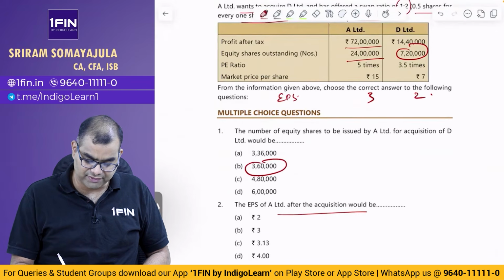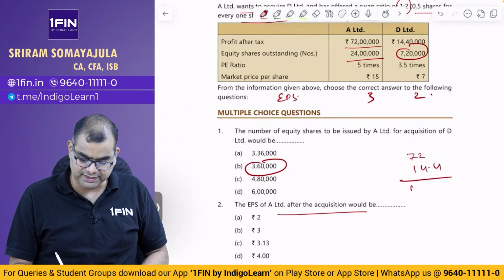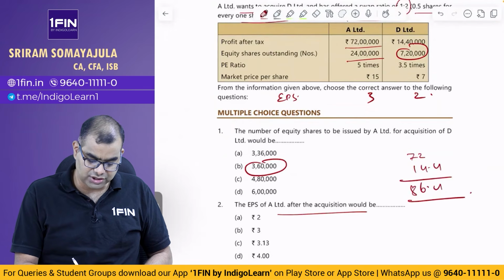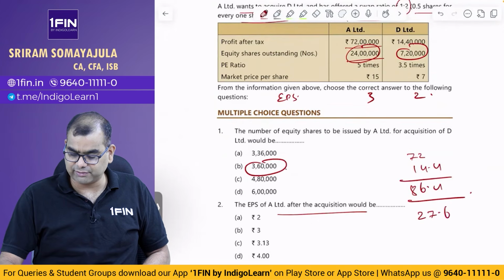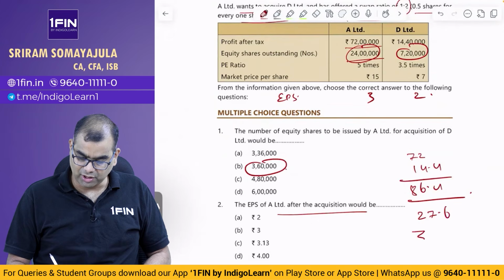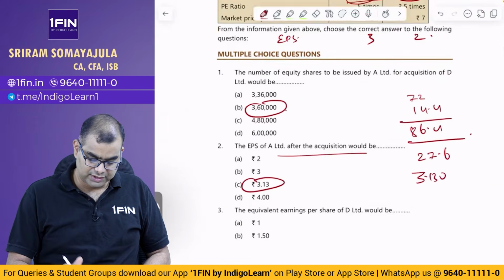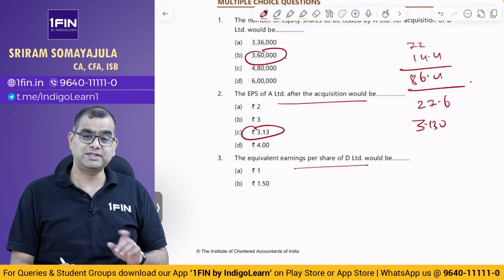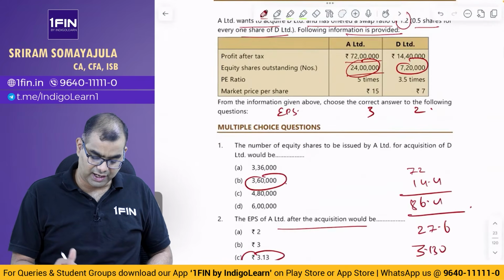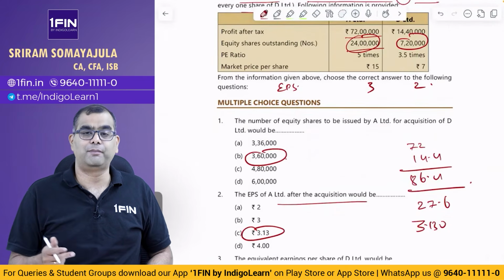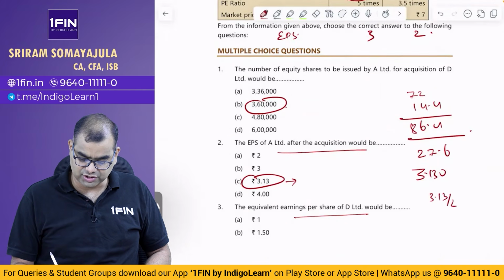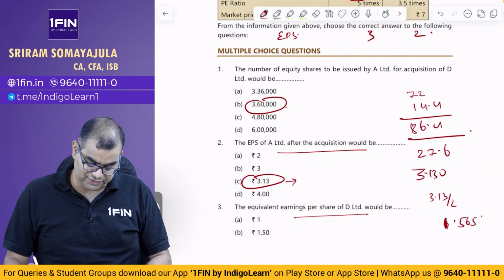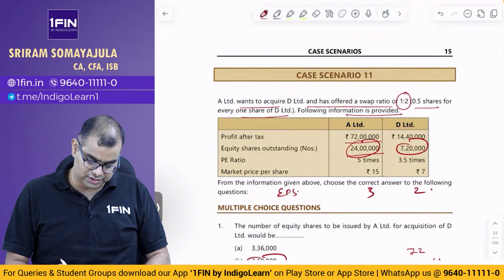What is the PAT? PAT is 72 plus 14.4, which makes it 86.4, divided by original share count of 24 and then you have 3.6. So, 27.6. So, 86.4 divided by 27.6, you get 3.13. Then equivalent earnings per share of D Limited: I have got half a share, but for each share it is 3.13. So for half a share it will be 3.13 by 2, which is 1.565. That will be for each share of D.